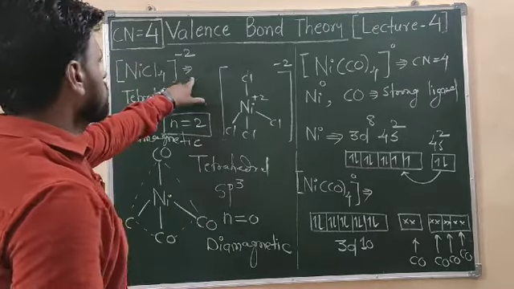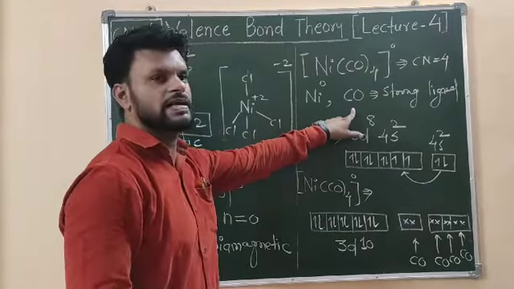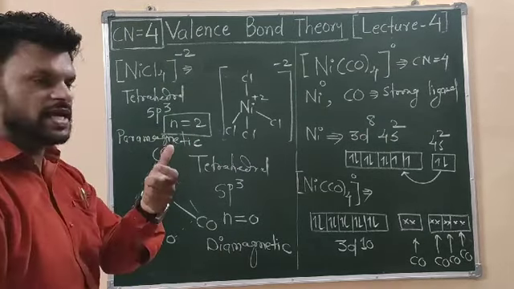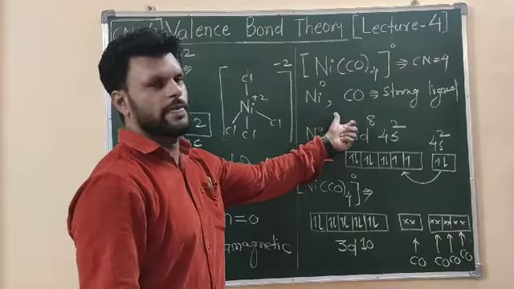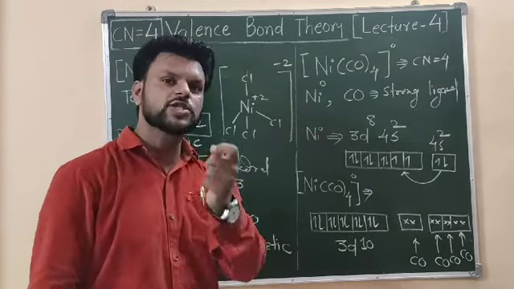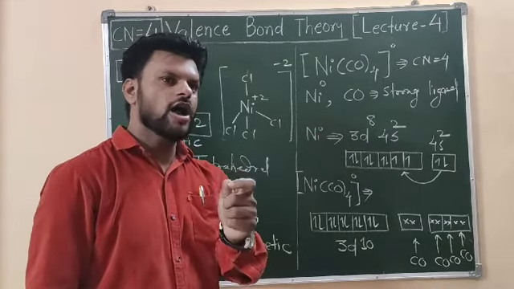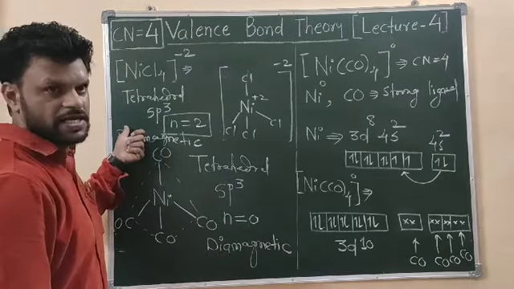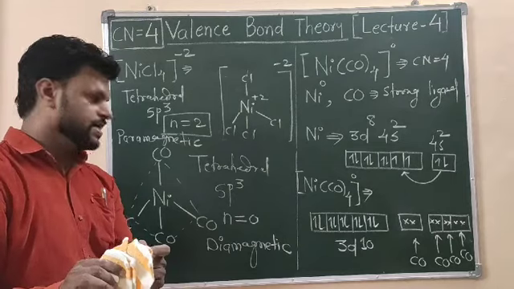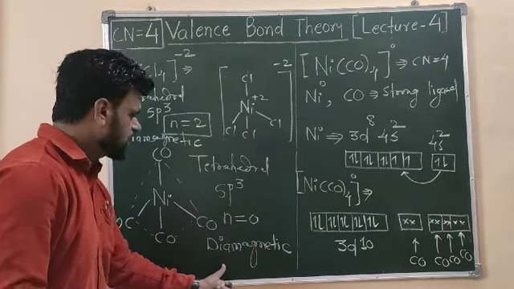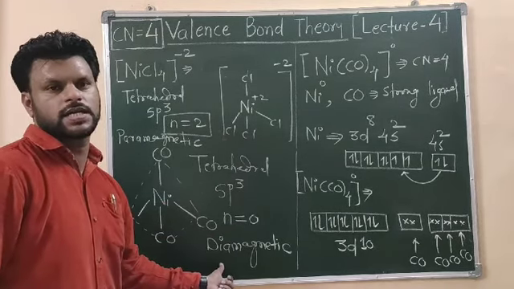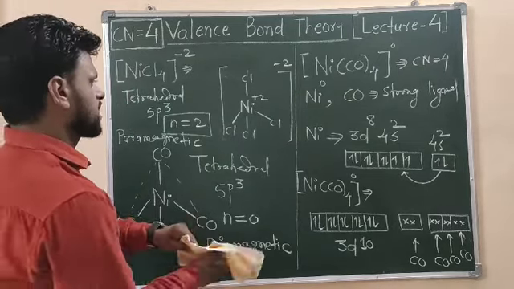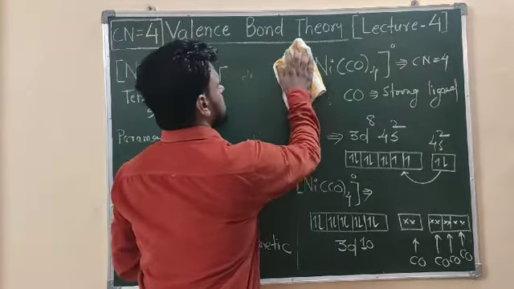Finally, both were tetrahedral complexes, but in one case the complex is paramagnetic in nature and in the second case the complex is diamagnetic in nature. So please remember that not all tetrahedral complexes are paramagnetic in nature. There are many complexes which are tetrahedral but still are diamagnetic. This is the way you need to understand complex chemistry.